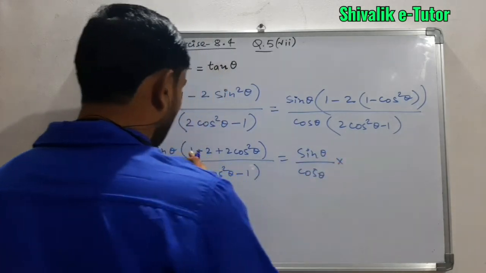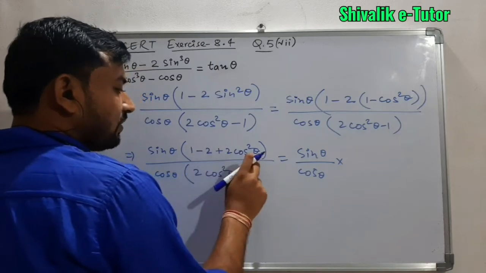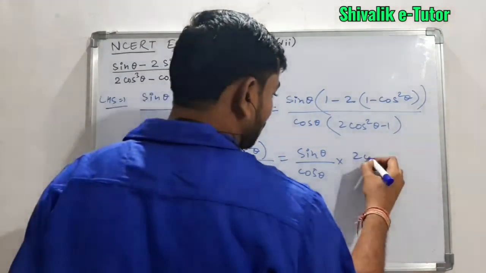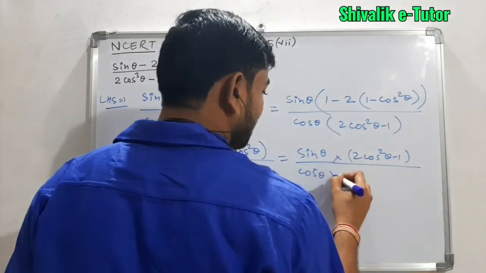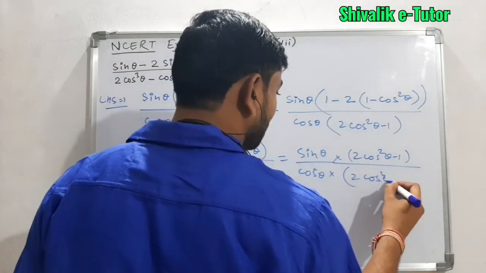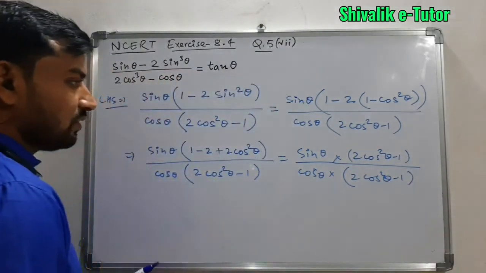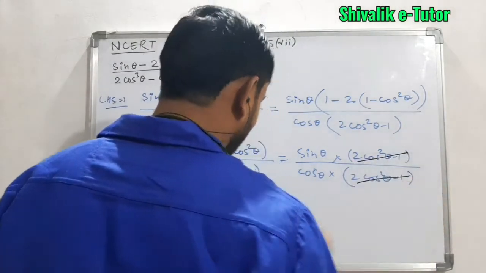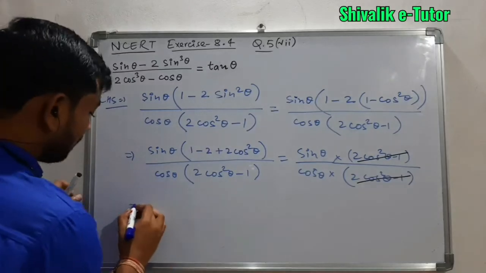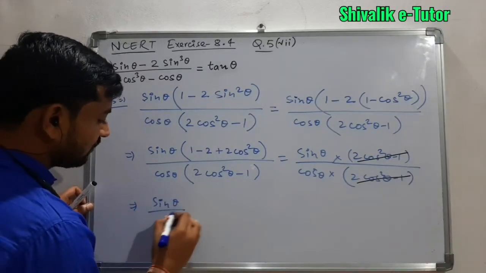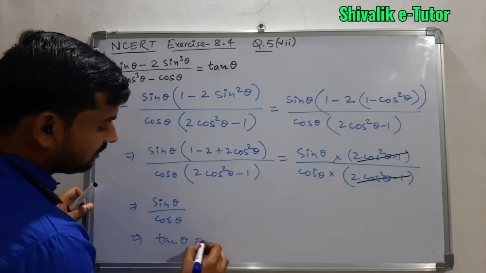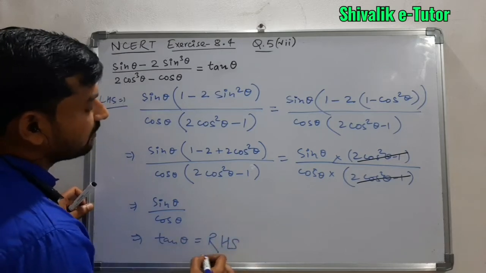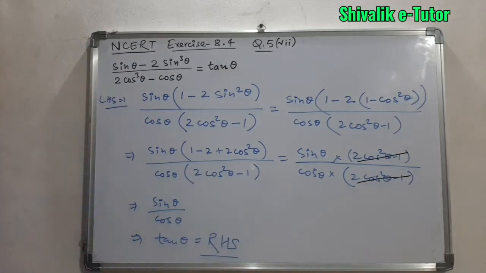what we will get, this will be 2 cos square theta, and here we will get minus 1, so 2 cos square theta minus 1 in the numerator, and in the denominator we have the same thing, that is 2 cos square theta minus 1. Now these two can be cancelled from here as they are identical terms. So finally what we are getting is sin theta upon cos theta, which is nothing but tan theta, and this is our RHS. So this is a very simple question based on this trigonometric identity.